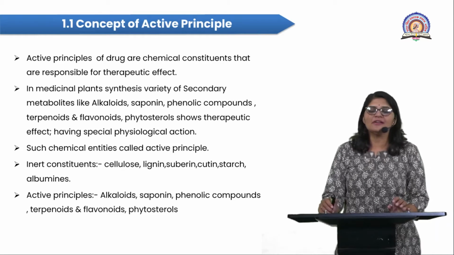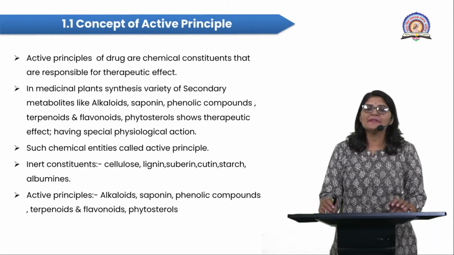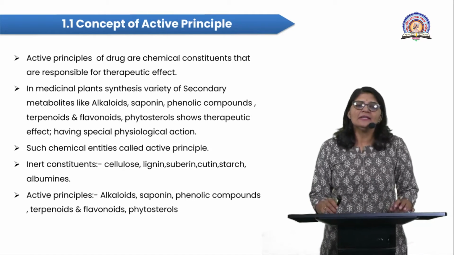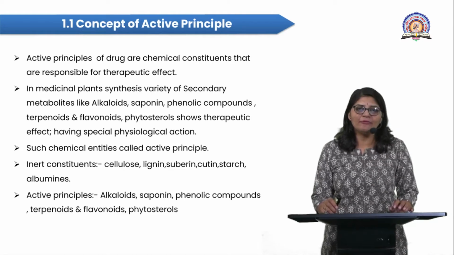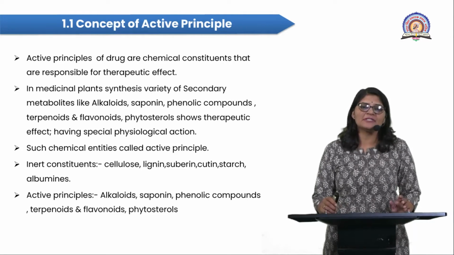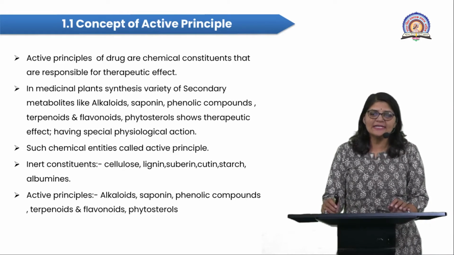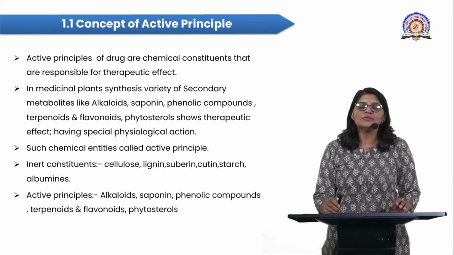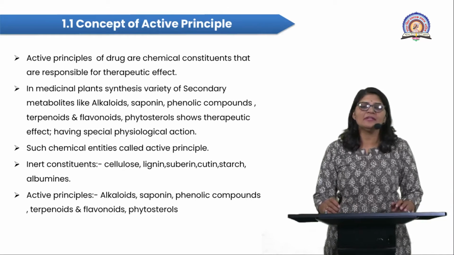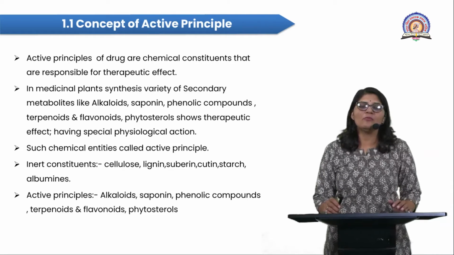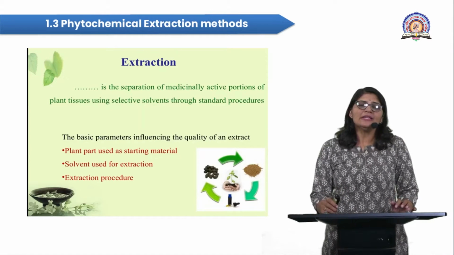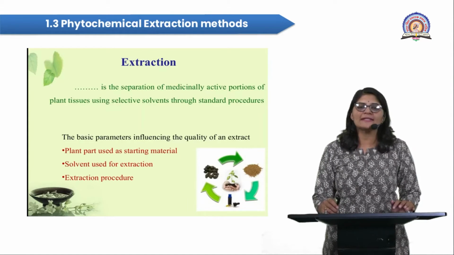Second, I am focusing here on the active principle, which is nothing but the active constituent or active ingredient present within the plant extract. They specifically show the therapeutic effect, meaning they cure various diseases, and they have been used as medicine from ancient times. This active principle is in the form of alkaloids, saponins, phenolic compounds, terpenoids, flavonoids, and phytosterols. Next I am focusing here on the phytochemical extraction method.